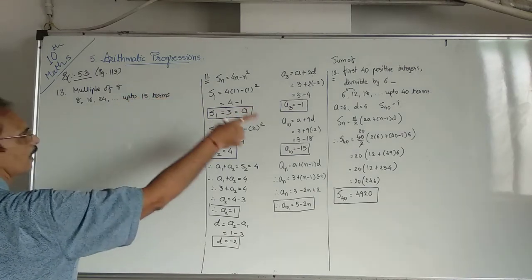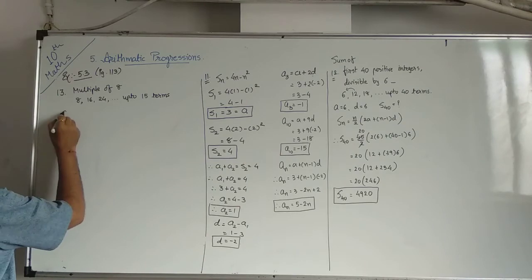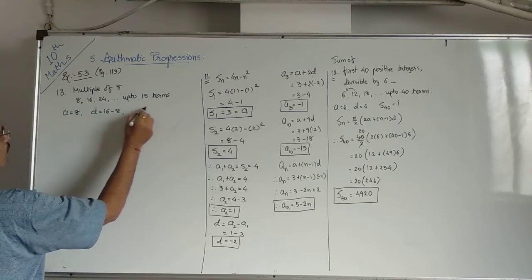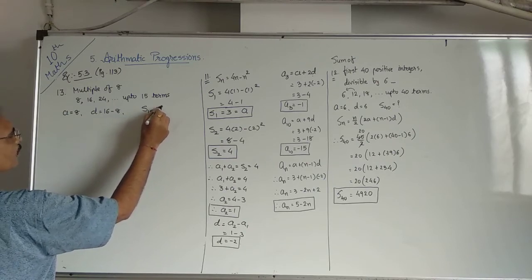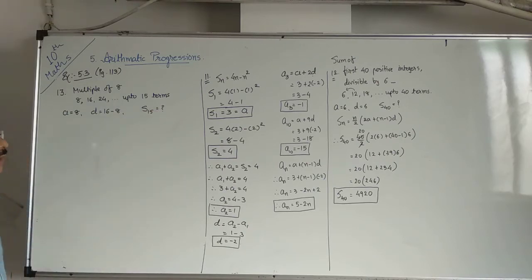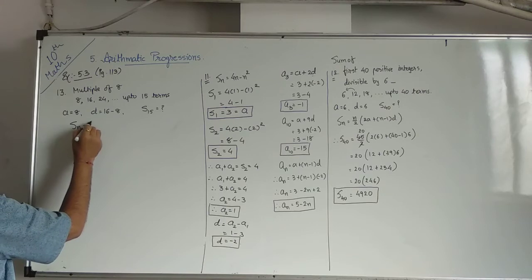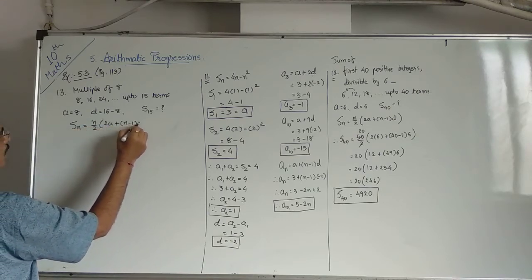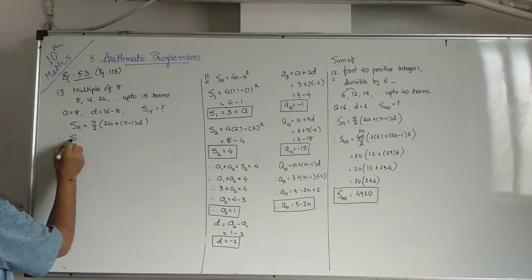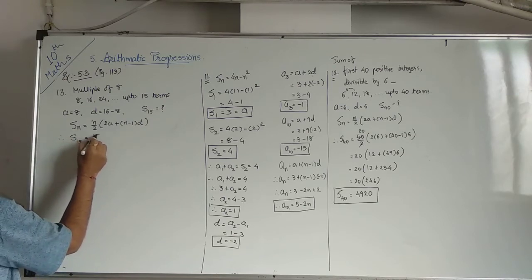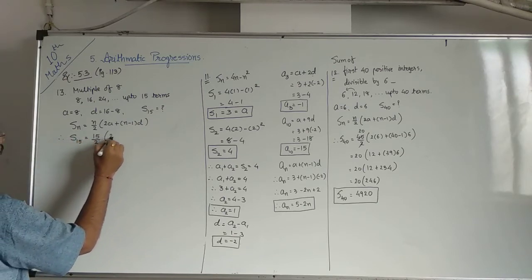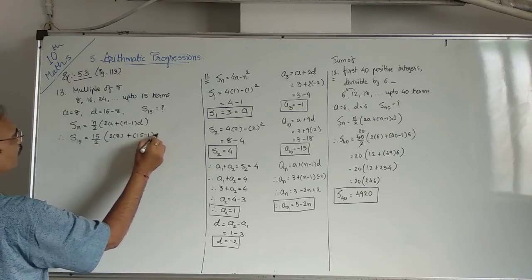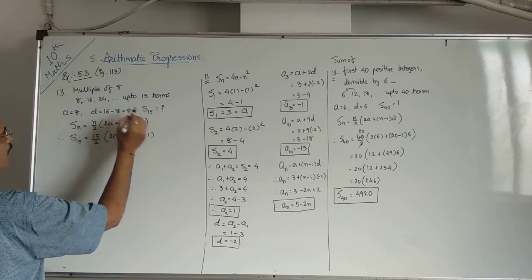Same style as number 12. A equals 8. Difference is 16 minus 8, which is 8. We want to find S15, up to 15 terms. Sn equals to n by 2 into 2a plus n minus 1 into d. S15 equals to 15 divided by 2 into 2 into 8 plus 15 minus 1 and d is what? 16 minus 8 equals 8.